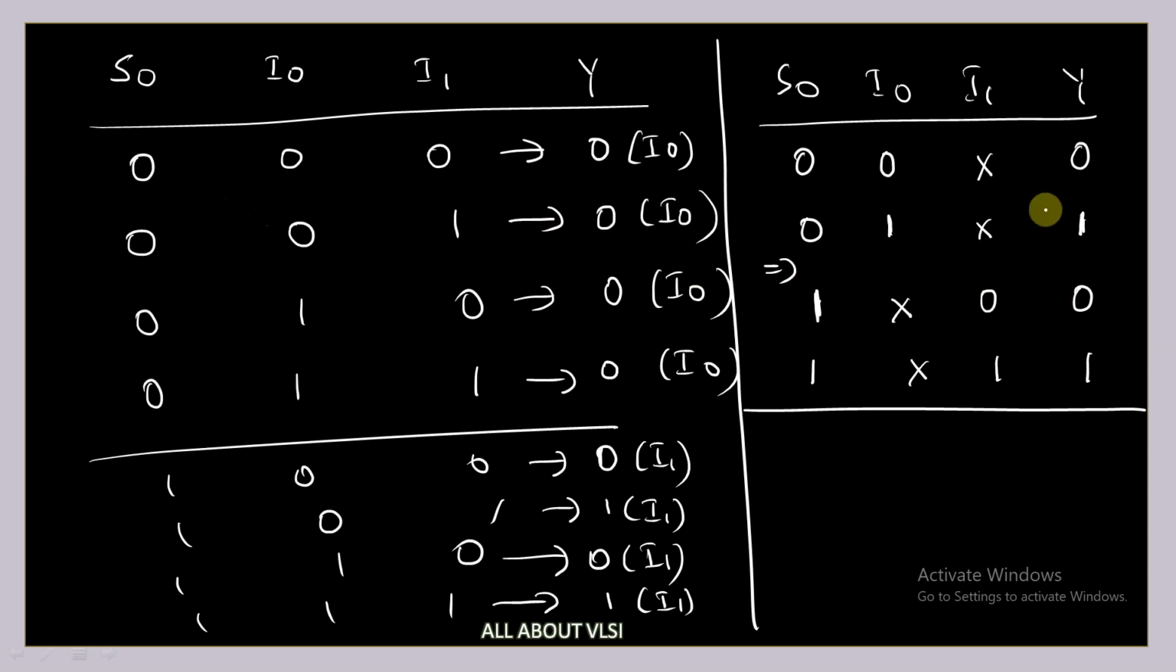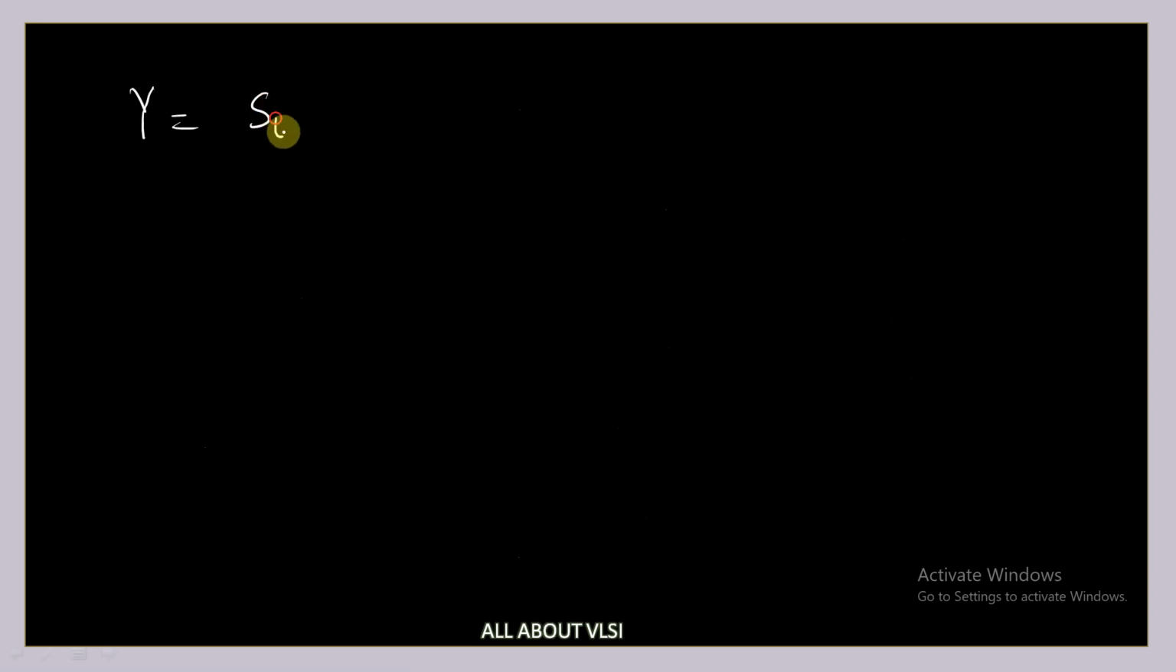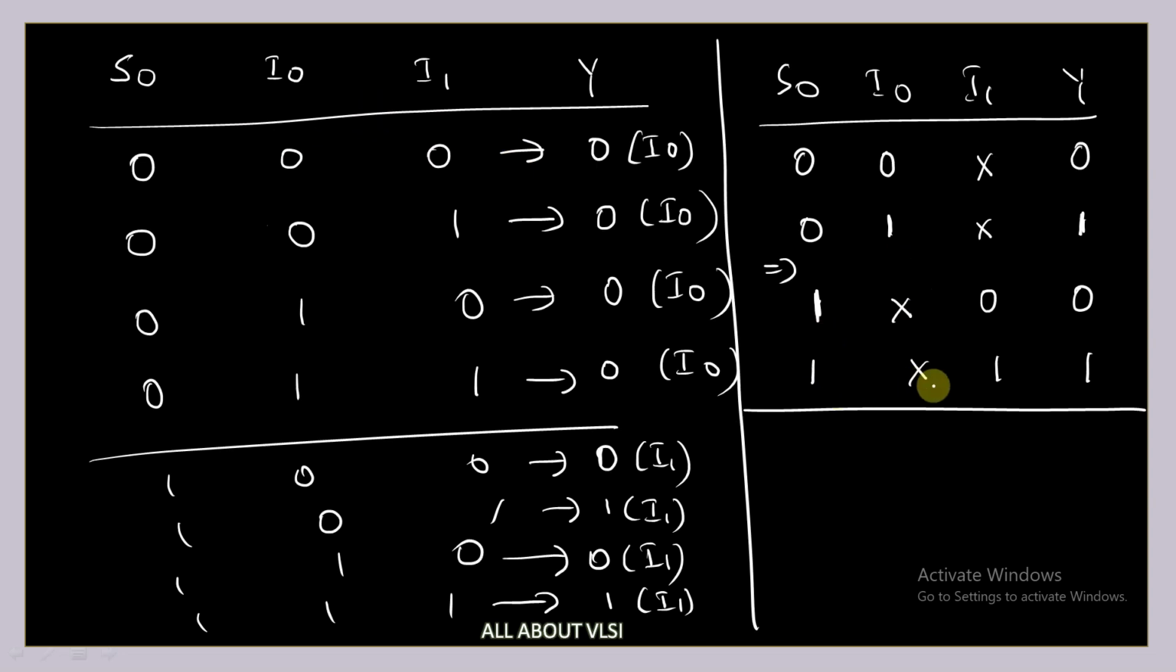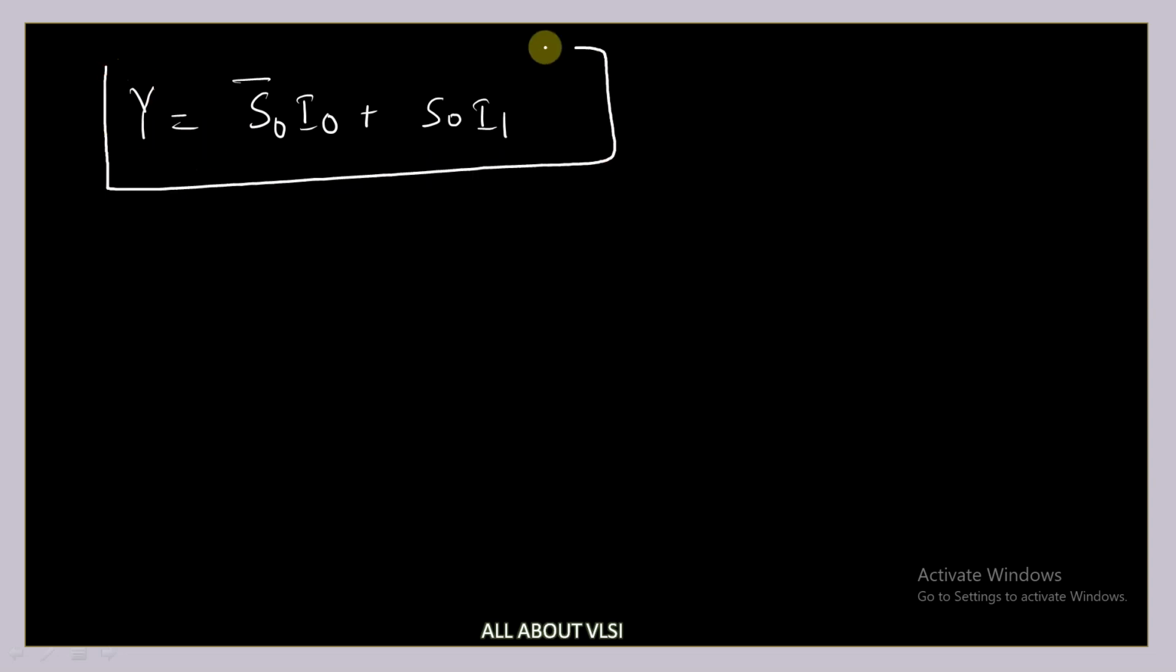Okay, is it clear? Now from this truth table, let us try to write down the output equation, that is Y will be equal to S0 bar into I0 plus S0 into, where is it becoming 1? Yeah, here, S0 into I1. I'm not considering the don't cares. I'm just writing by considering only the min terms. Okay. So output Y is equal to S0 bar into I0 plus S0 into I1. So this is my output expression for a 2 cross 1 MUX.